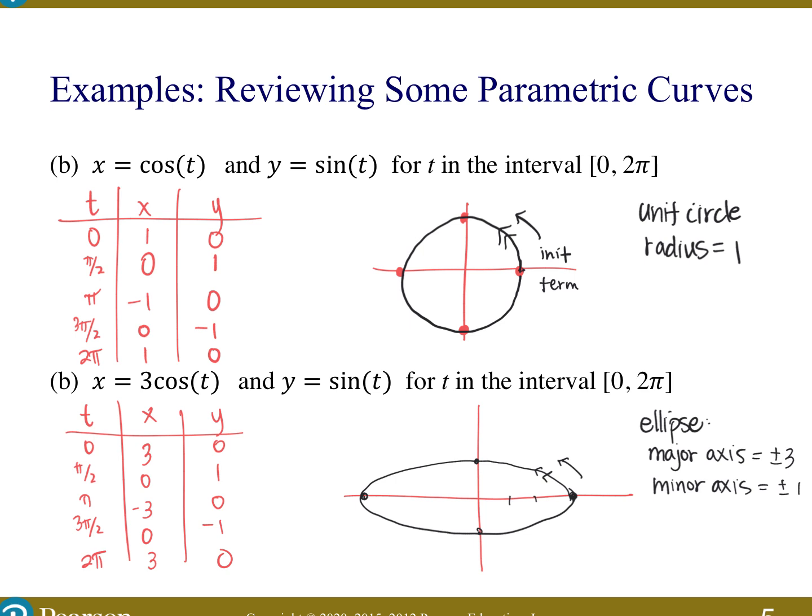If you were going to impact the y coordinate, say by 5, then you're going to have an ellipse that's going to be more tall than it is wide. Its vertical axis would be ±5. Its horizontal would be plus or minus 3. So you can manipulate any x equals cosine and y equals sine.